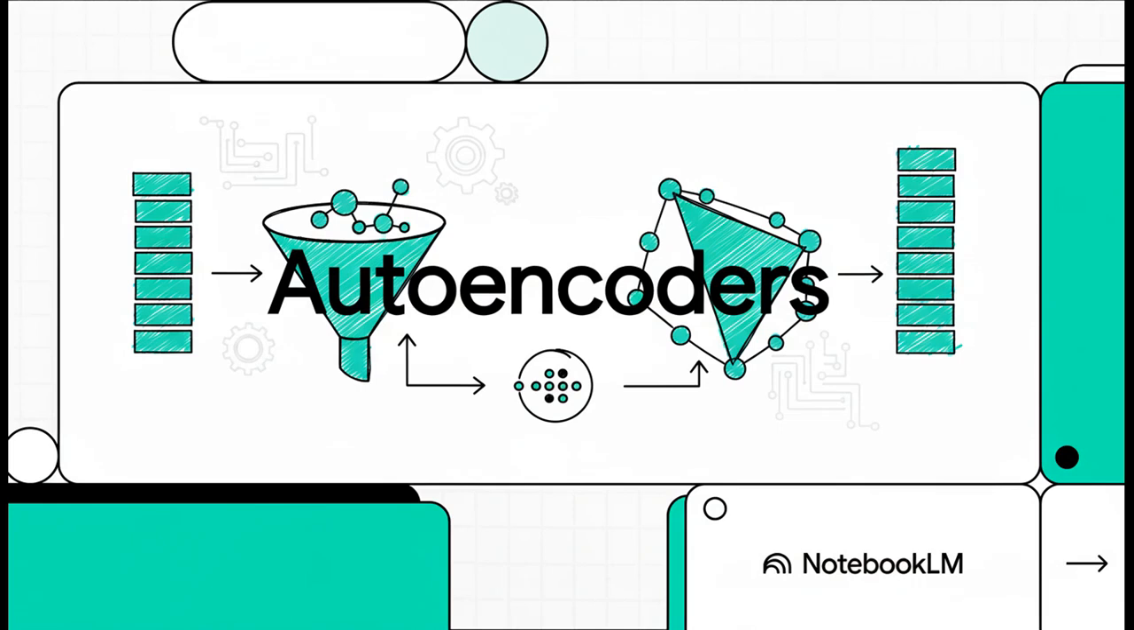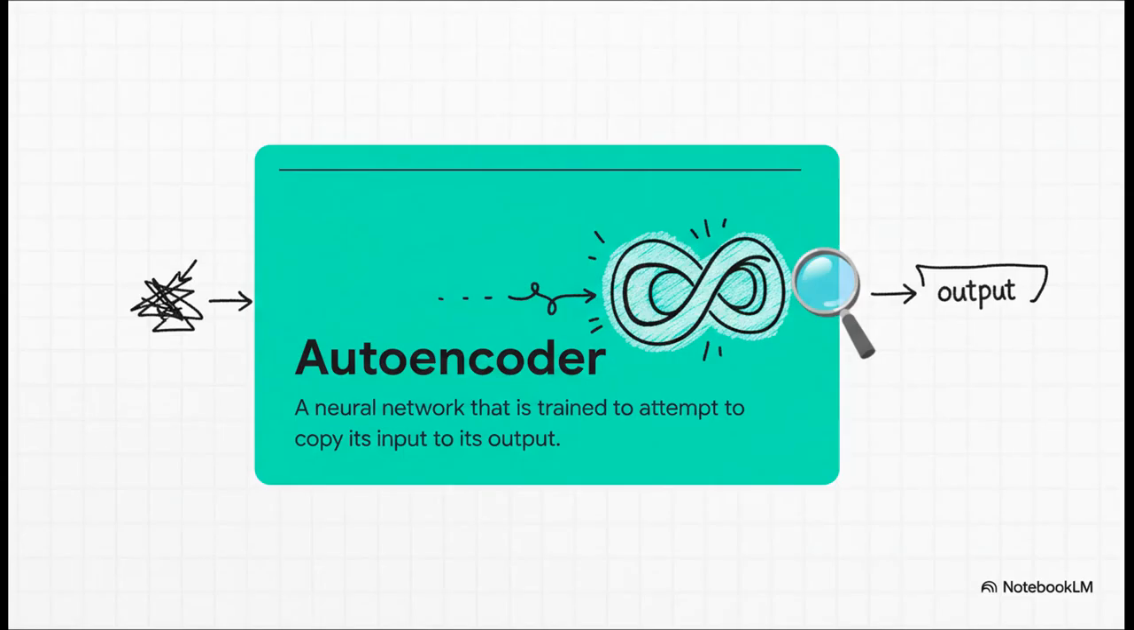Okay, so what if I told you about a machine that learns what an image is all about? Not because you tell it, but just by trying to copy it. It sounds almost too simple, right? Well, that's the powerful idea behind a really key concept in AI that we're going to break down today, the autoencoder. At its heart, an autoencoder's primary goal is surprisingly straightforward. It just learns to perfectly reconstruct whatever you give it.